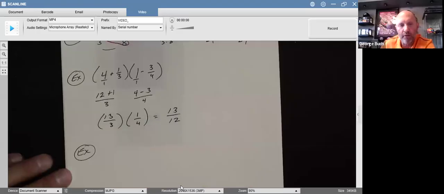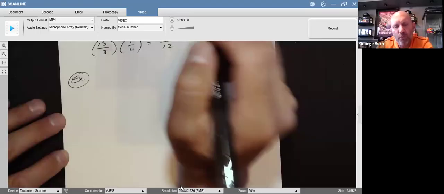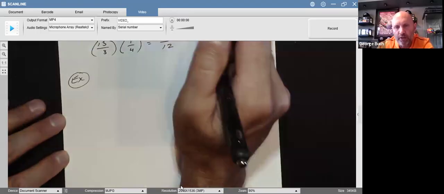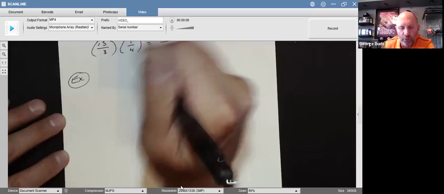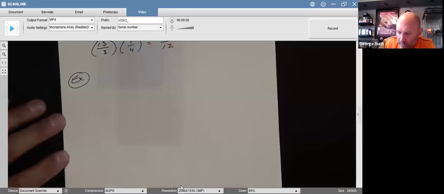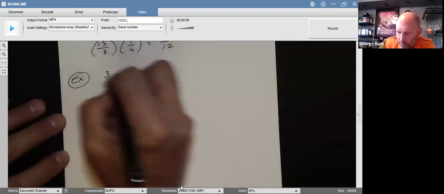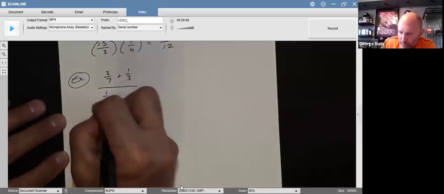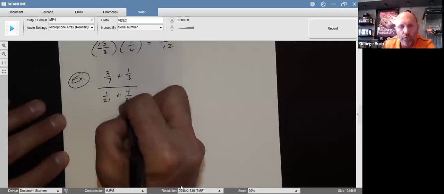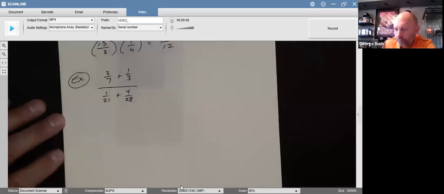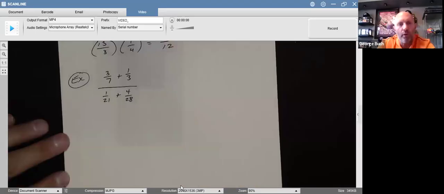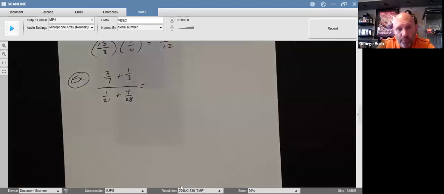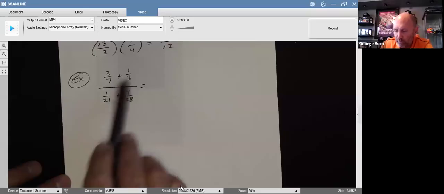Our third example, again, fraction math. We're going to be doing now what's called a compound fraction. So that's just a fraction that has fractions, like a real messy fraction, really. So we have 3/7 plus 1/3 divided by 1 over 21 plus 4 over 28. So what I'm going to do here is combine the numerators, combine the denominators, and then my division, which is what? Keep, change, flip, because it's this fraction divided by whatever this fraction ends up being.